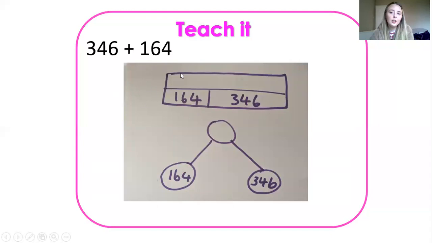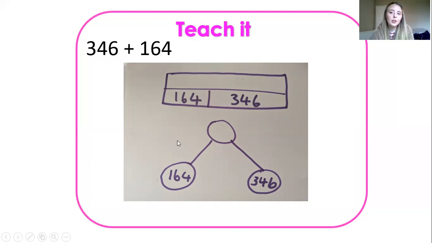It's called a bar model. And a bar model is a bit like a jigsaw. These two pieces go together to make the whole. But the whole is missing, isn't it? So we obviously need to do 346 add 164 to work that out.